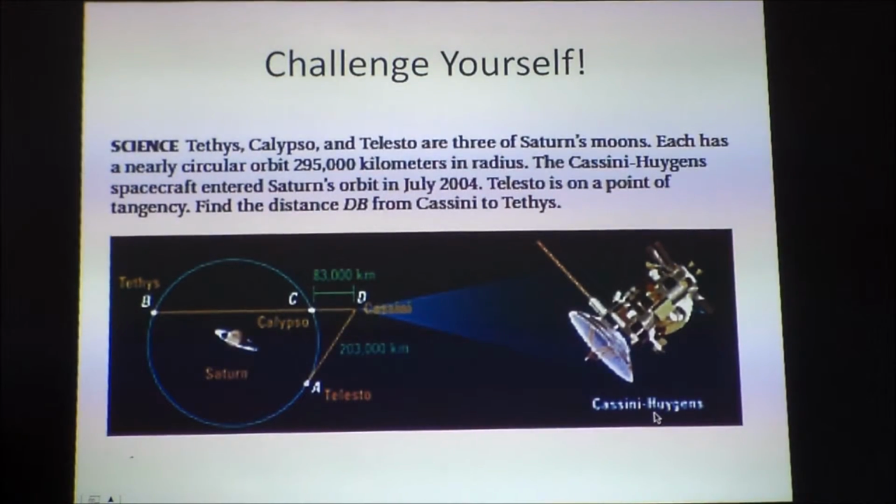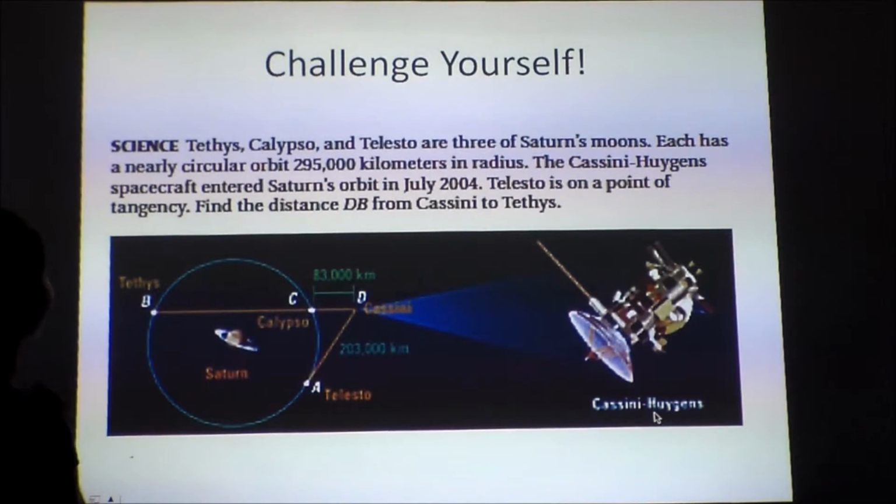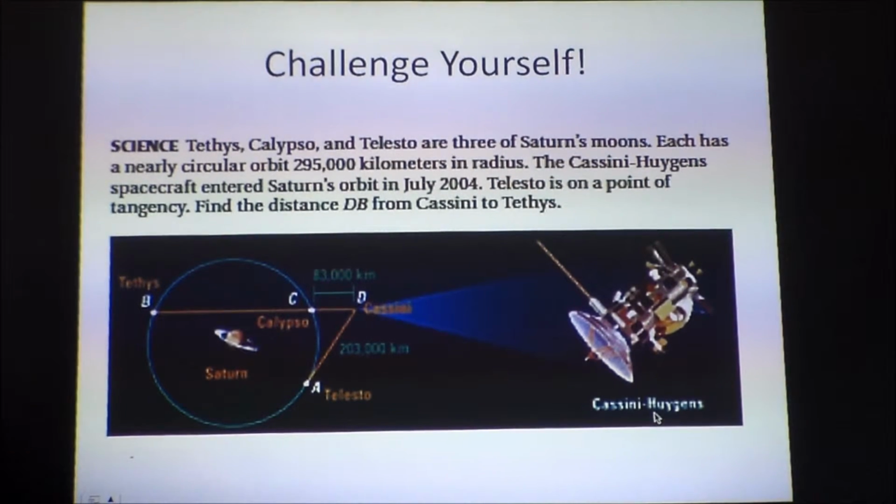So now here's a problem about Saturn. Okay, so it says Tethys, Calypso, and Telesto are three of Saturn's moons, and each has a nearly circular orbit, 295,000 kilometers in radius. The Cassini-Huygens spacecraft entered Saturn's orbit in July 2004. Telesto, here, is on a point of tangency. Find the distance dv from Cassini to, so find this distance.